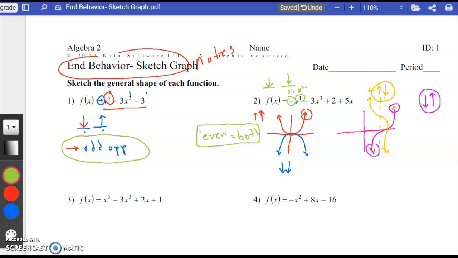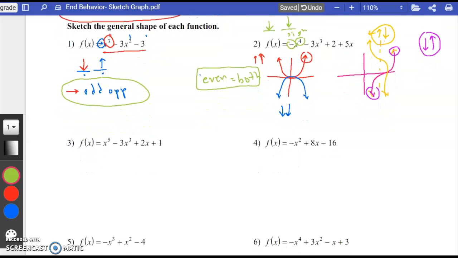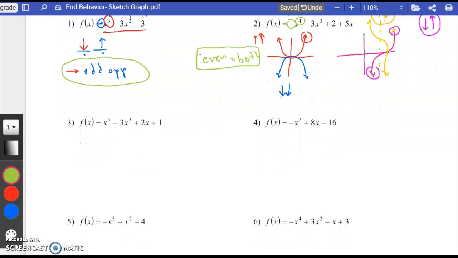So let me pull this down a little bit. I have two blanks to fill. I look at the sign first, it's positive. Positive means up. If I look at the exponent next, exponent is odd, odd, opposite. That means this one has to go down.